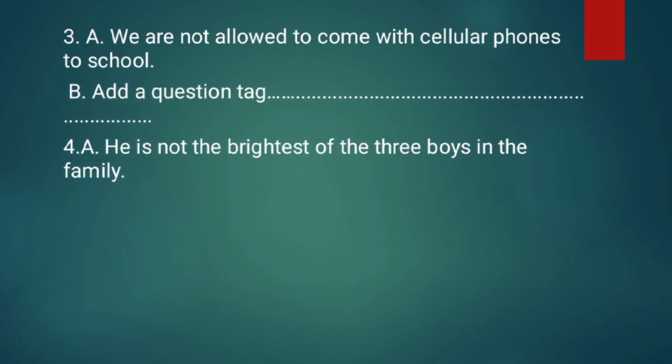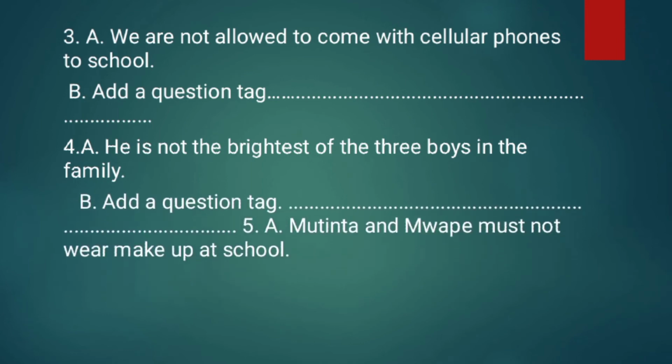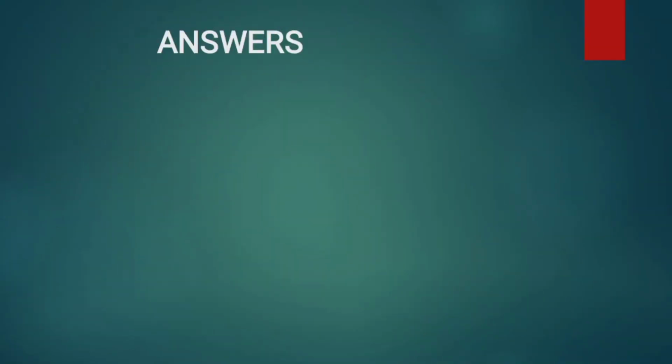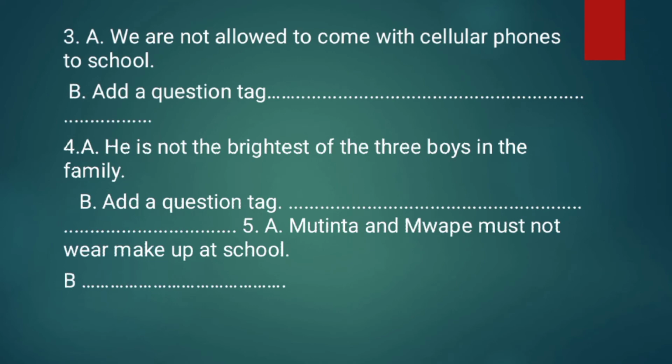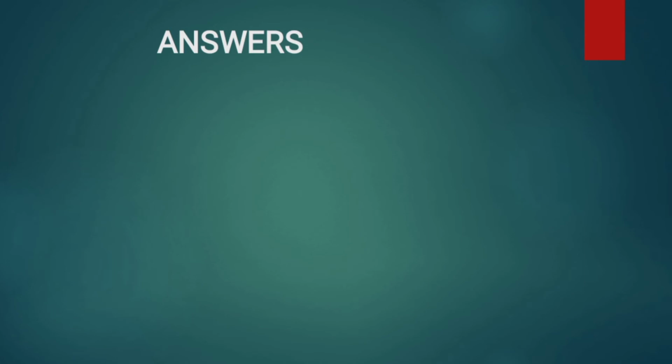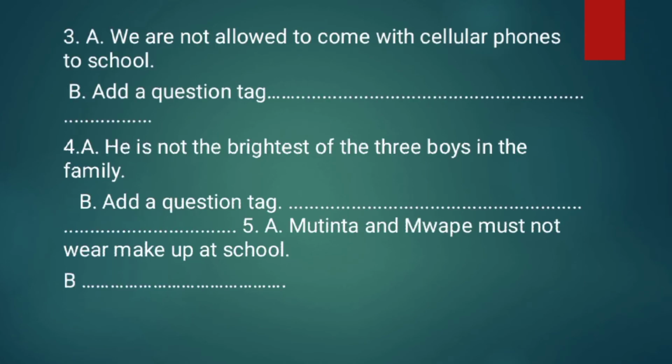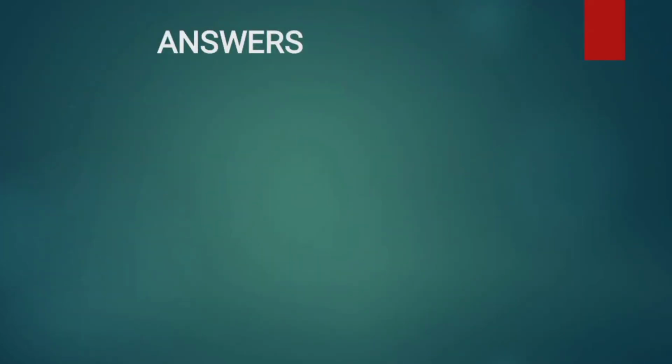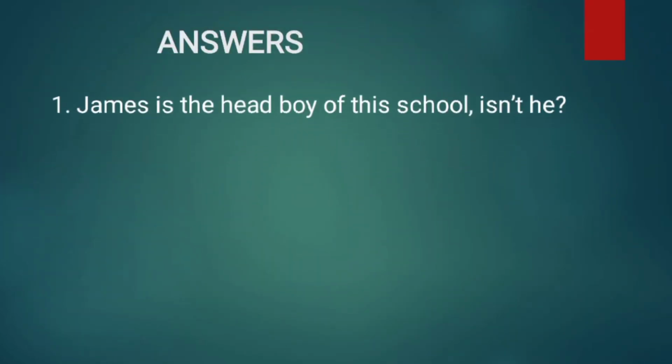The fourth question, he is not the brightest of the 3 boys in the family. You are also required to add a question tag there. We have number 5. Mutinta and Mwape must not wear makeup at school. We are also required to add a question tag there. So you try out first, try to answer these questions, pause the video, then you check the answers at the end. So these are the expected answers.